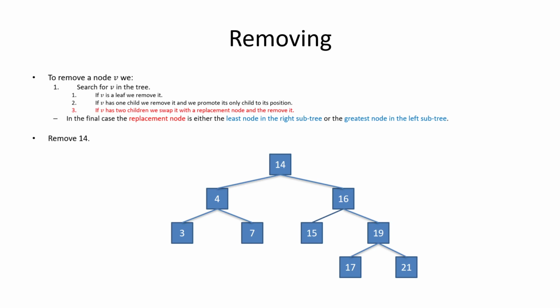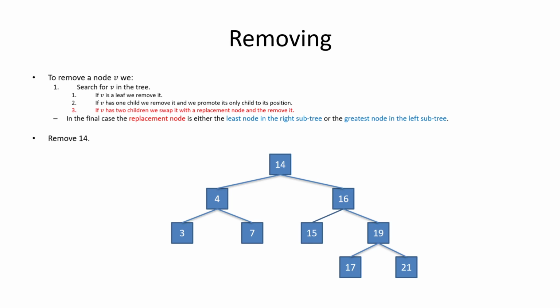Now in heaps, the idea was why not swap it, promote it, swap it with something we can remove, right? And actually that's the exact same idea we're going to apply here. It's just because the invariant on heaps and the invariant on binary search trees are different, the node that we can swap it with, the node that we're allowed to, is different. Okay, so let's think about that.